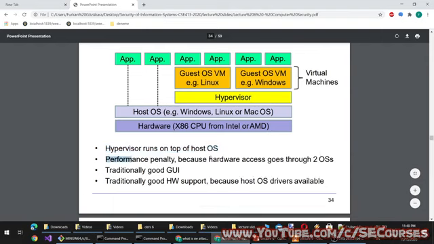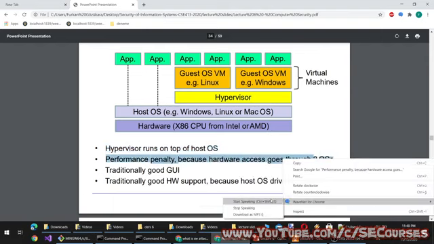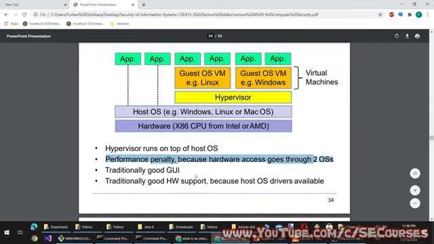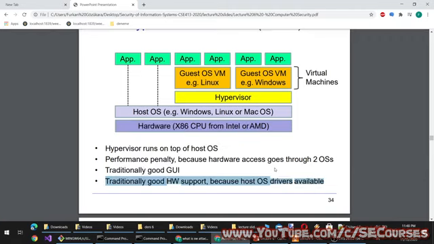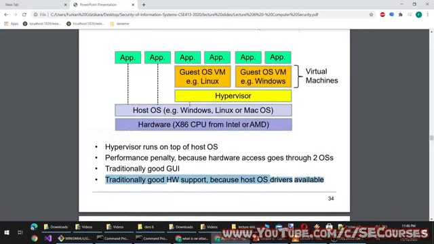Hypervisor runs on top of the host OS. Performance penalty, because hardware access goes through 2 OSs. Traditionally good GUI. Traditionally good hardware support, because host OS drivers are available. Okay.